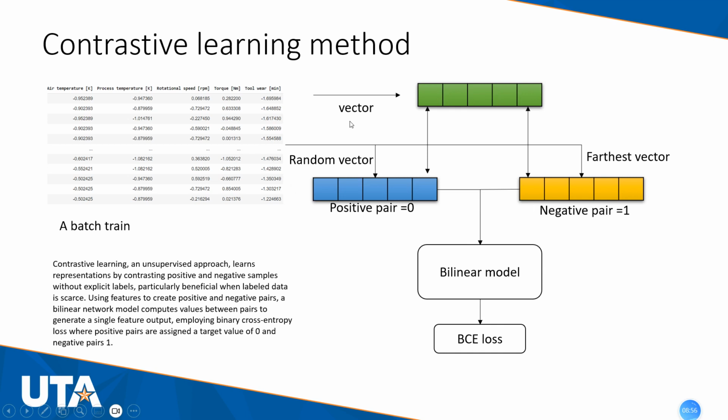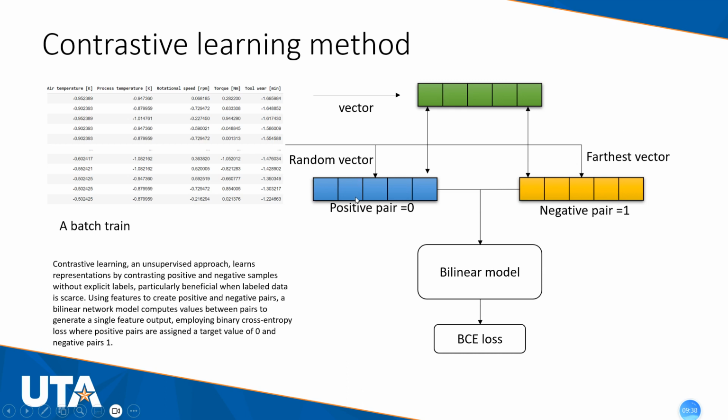Because only 3.4% of the data is failure data, we suppose that if we choose a random vector from the other data, it's normal data. It will formulate a positive pair with the current vector. For the negative pair, because we don't know which vector is a failure, it's very hard to choose. So we calculate the distance matrix of the current batch and choose the vector with the longest distance from the current vector to formulate the negative pair.